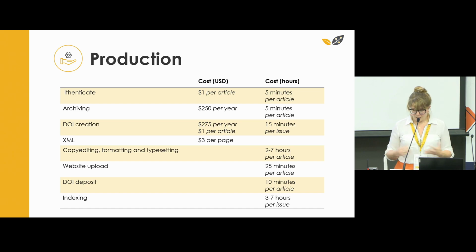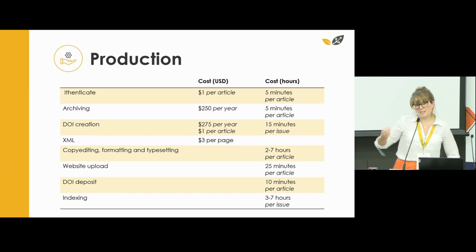And this takes time. And while I can't put a price on the labor of individuals, because obviously seniority, country, all of these variables have to be taken into account, I can share our metrics for calculating the volume of labor required. It takes 5 minutes to generate the Authenticate report for the submission and send it to the board. Copy editing and formatting takes around 3 to 7 hours, depending on article length. DOI creation takes approximately 15 minutes per issue. Uploading the website takes around 25 minutes per article if you're using OJS. You've got a further 5 minutes for each article in Portico, and a further 10 minutes per article for Crossref. And finally, we allow 3 to 5 hours at the end for the indexing of the full issue.